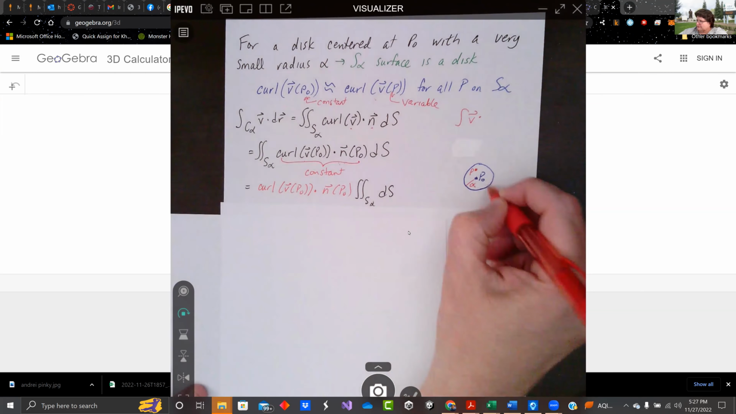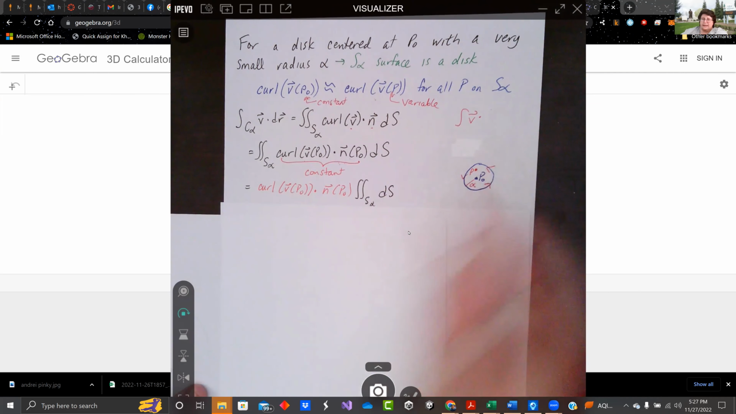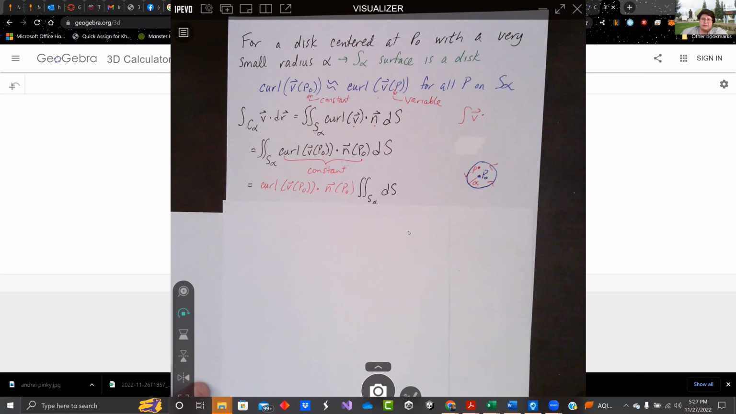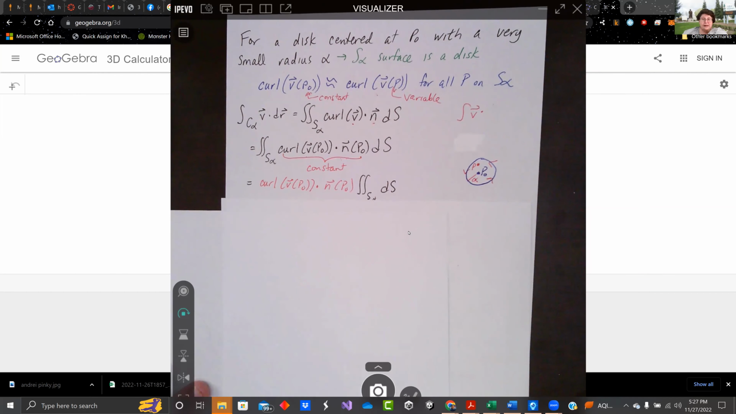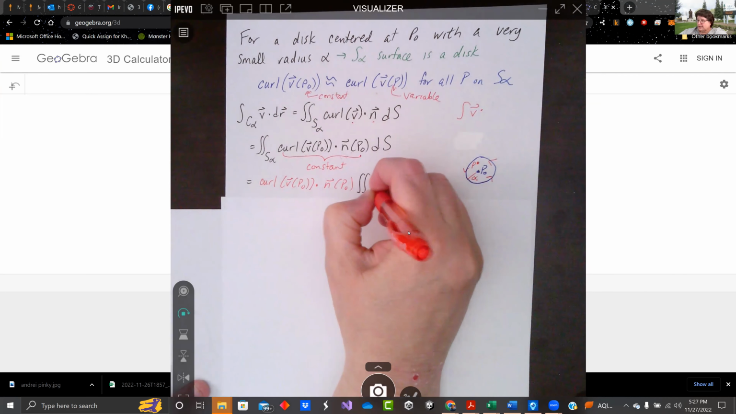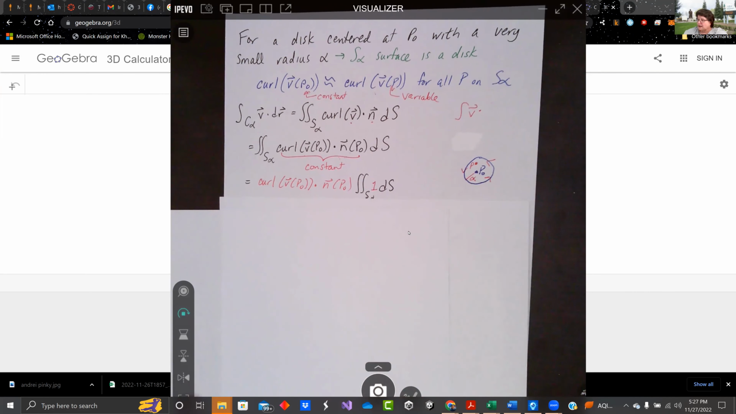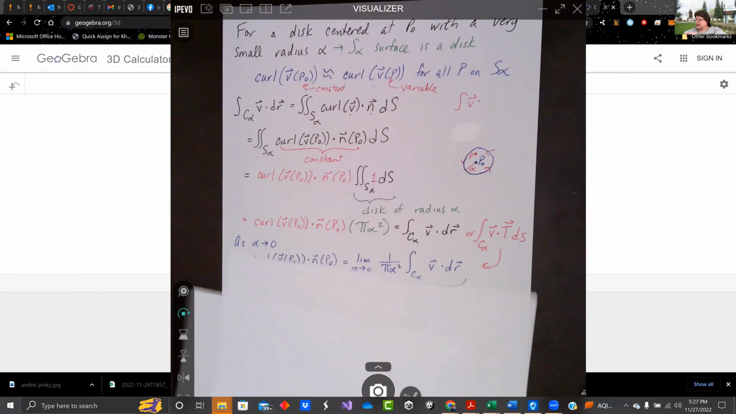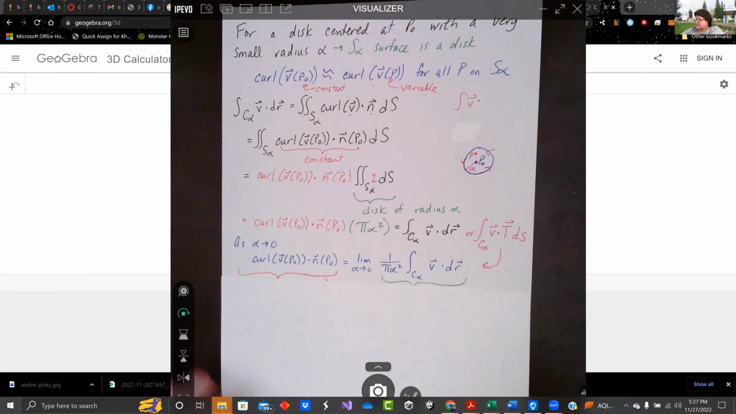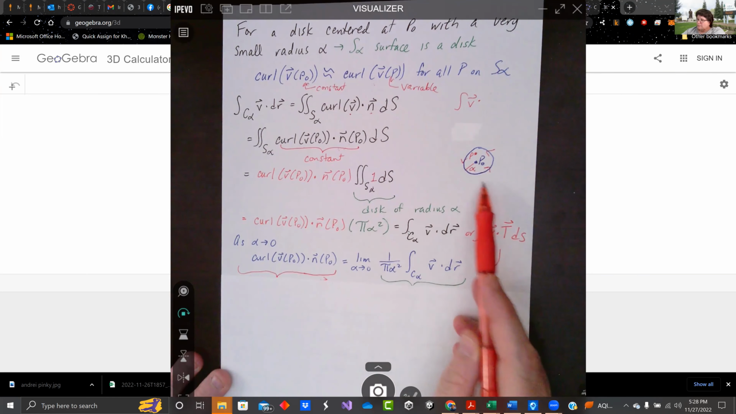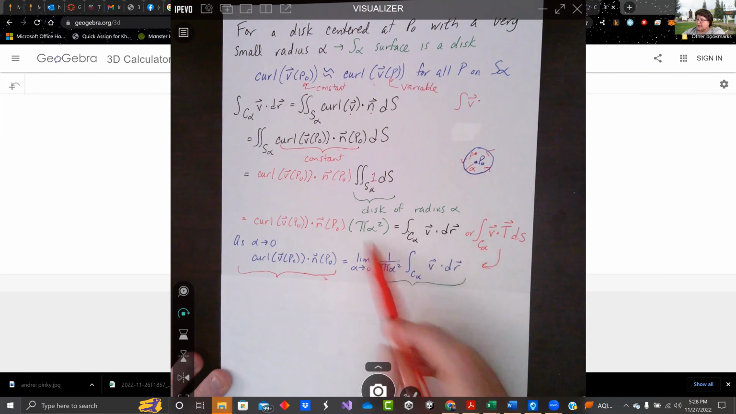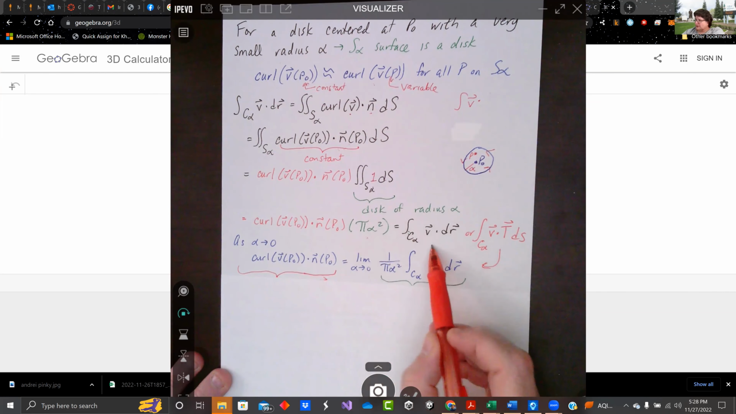Going around this circle with radius alpha is just equal to the curl of V at P naught dotted with N at P naught times the surface integral for dS. That's a 1 left inside there. So we're just finding the surface area of that disk, and that's well known. The disk is pi r squared. R is alpha, so this becomes pi alpha squared. And that equals our line integral.